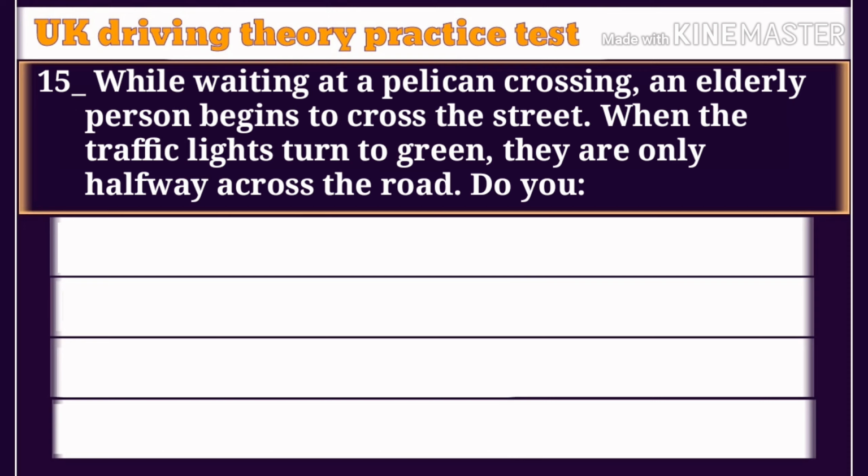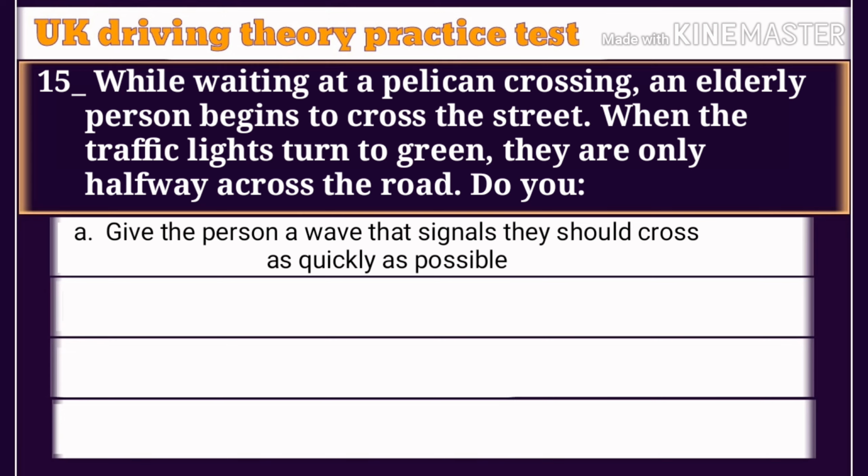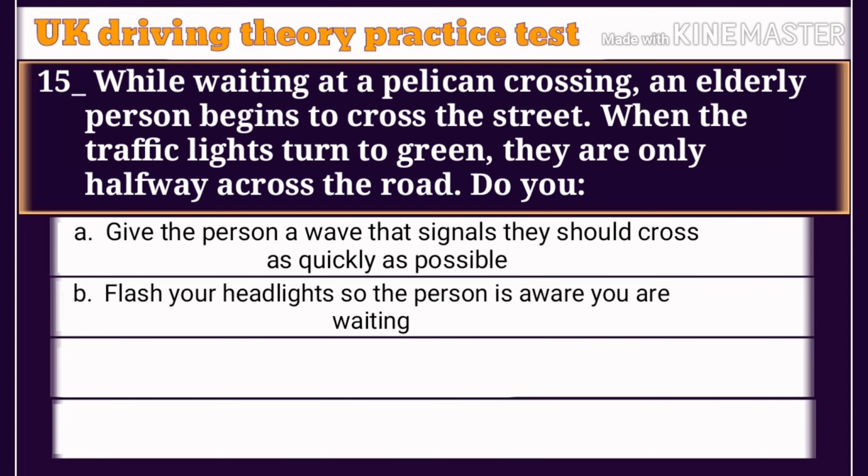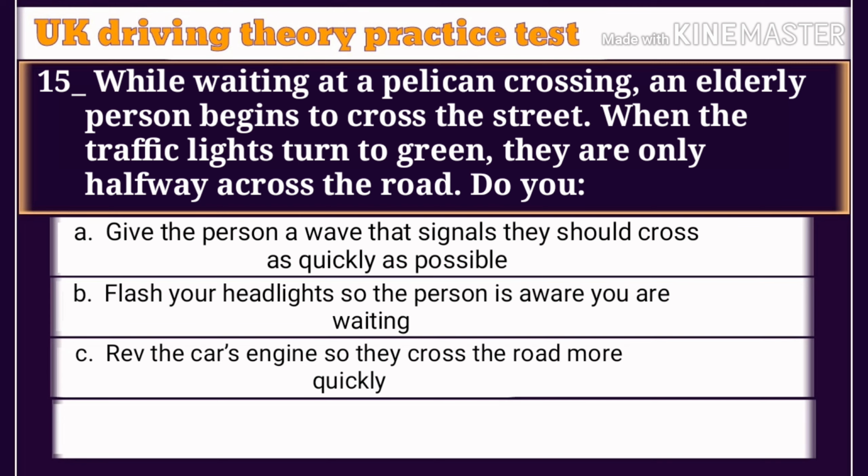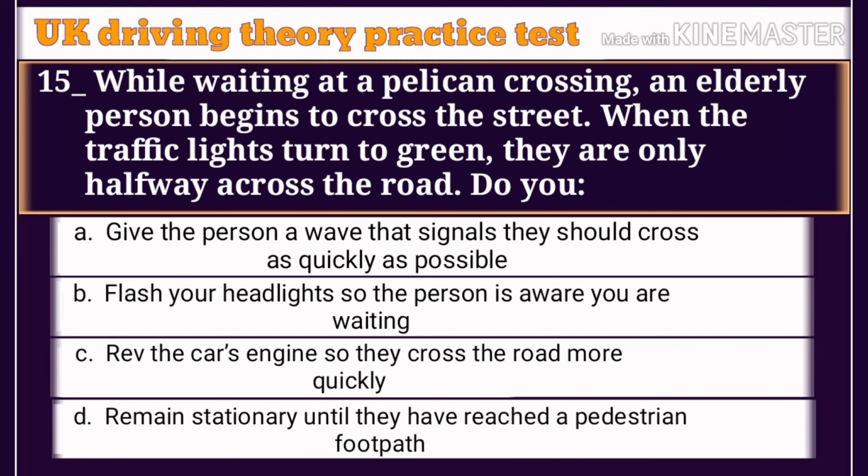Question 15. While waiting at a pelican crossing, an elderly person begins to cross the street. When the traffic lights turn to green, they are only halfway across the road. Do you A. give the person a wave that signals they should cross as quickly as possible? B. Flash your headlights so the person is aware you are waiting? C. Rev the car's engine so they cross the road more quickly? D. Remain stationary until they have reached a pedestrian footpath? The correct answer is D. Remain stationary until they have reached a pedestrian footpath.